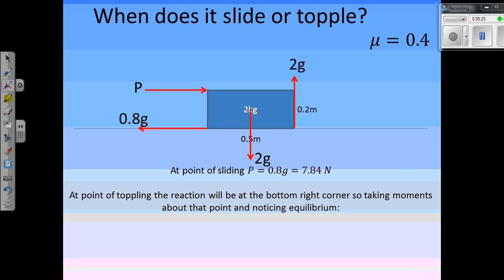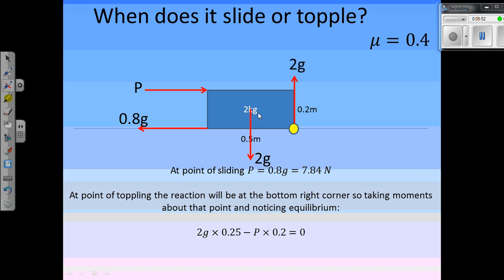And what are we going to get clockwise? Well, this p is going to be clockwise. The line of action as it continues is 0.2, so moments clockwise is 0.2 times p. Moments anti-clockwise is going to be this force of gravity because that goes around anti-clockwise. And that's going to be 0.25 times 2g. Okay?